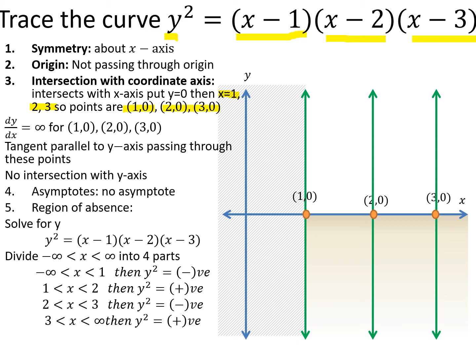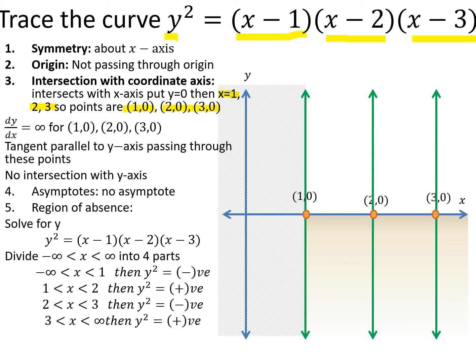Okay, now take the second part, that is 1 to 2, meaning x is greater than 1 but less than 2. If x is greater than 1, then x minus 1 is positive, but since x is less than 2, x minus 2 is negative, and x minus 3 is also negative. So it is positive, negative, negative. That means altogether y square is positive, so the curve will exist. So we will not fill it with the shaded part.